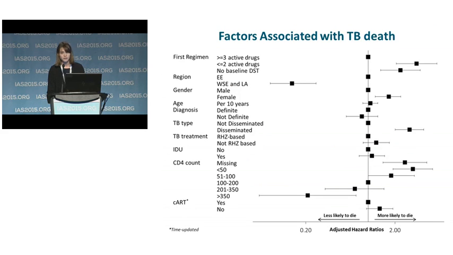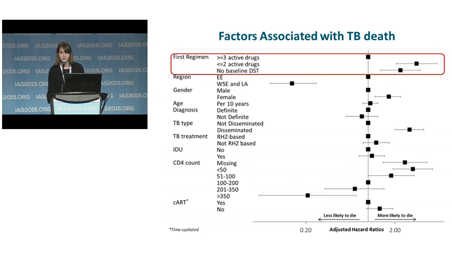Our findings were also confirmed in multivariable Cox regression models, adjusting for a range of variables which are listed at the side of the forest plot. So the risk of TB death was 3.5 times higher in those receiving 2 or fewer active drugs, and twice as high in those who did not have a baseline DST compared to those receiving 3 or more active drugs.